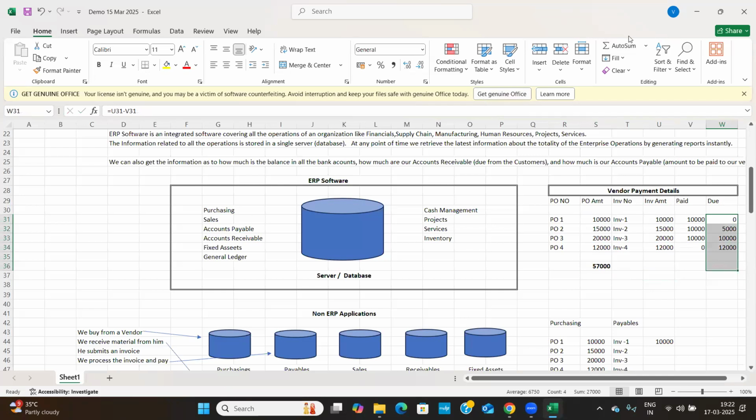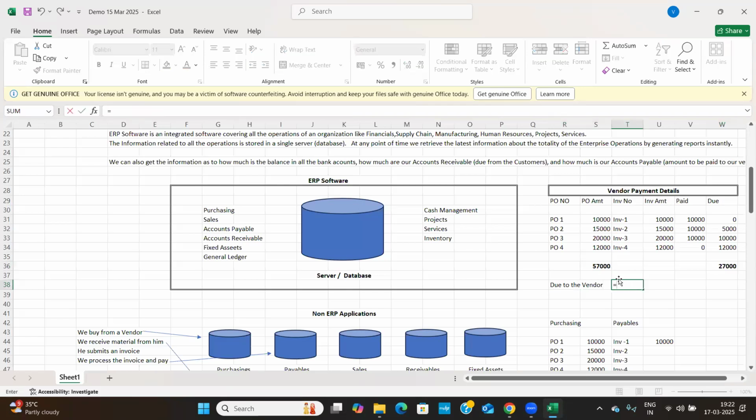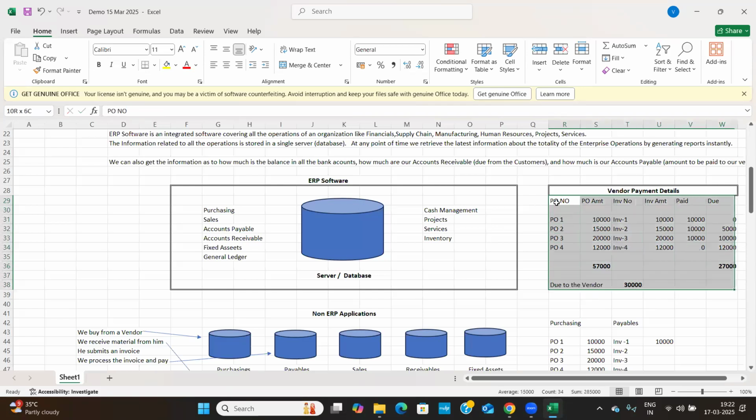Now so far you have paid him this much, 27,000. So now what is still due to the vendor is 57,000 minus 27,000. So you do not need to look anywhere. One single report will take care of this. One single report that you develop in this format, you will be able to get the information.